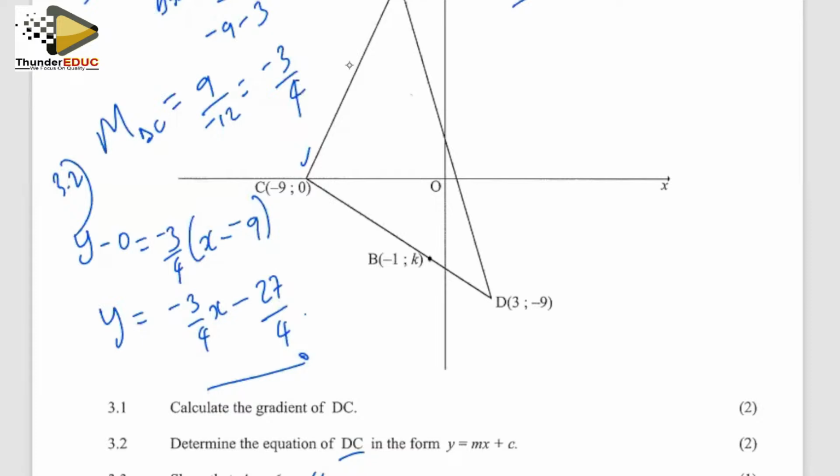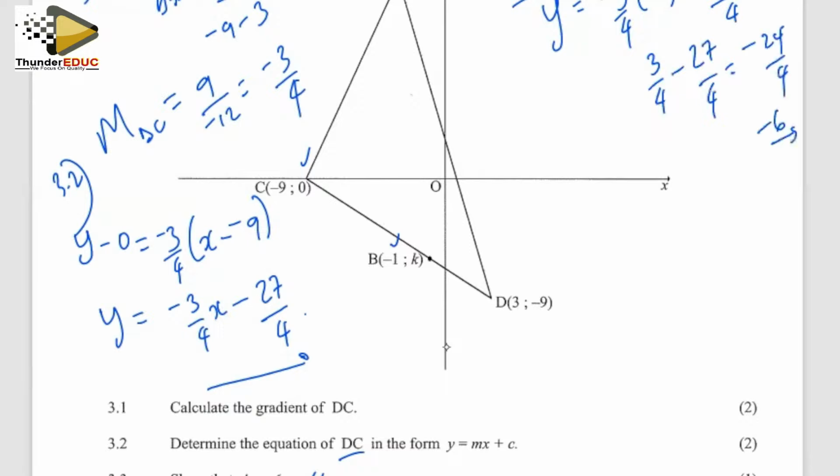And then 3.3, they want us to show that K is -6. So since we already have the equation, all we can do is just do the substitution, okay? Where there is X, we put a -1 into this equation, and then we solve. So which means Y is going to be -3 over 4 times -1 minus 27 over 4. So that gives us 3 over 4 minus 27 over 4. That's going to be -24 over 4, which is a -6.